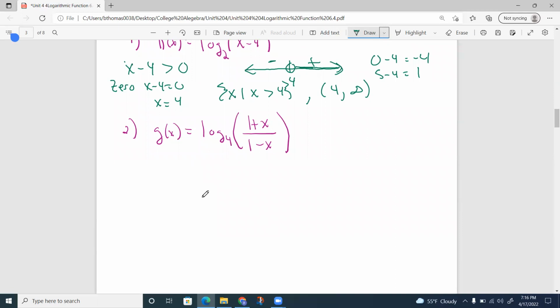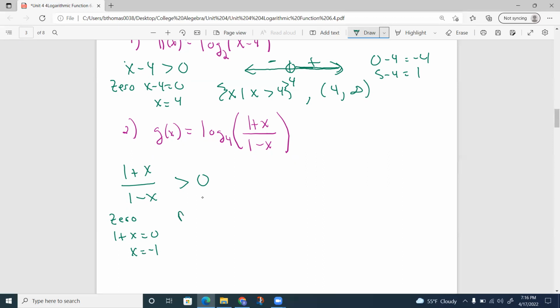So if I have g of x equals the log of (1 plus x) over (1 minus x) base 4, if I want to find the domain of this, what I do is I set the (1 plus x) over (1 minus x) to be greater than 0 to evaluate this. So what we pick up on here, there's two things. The 0 is what makes the numerator 0. So 1 plus x has got to be equal to 0. So in other words, x would equal negative 1. That would be the 0.